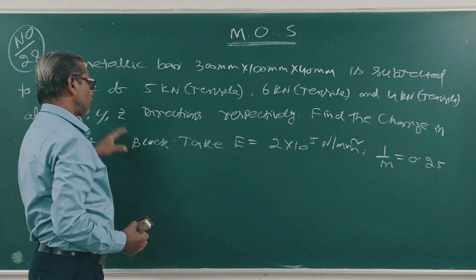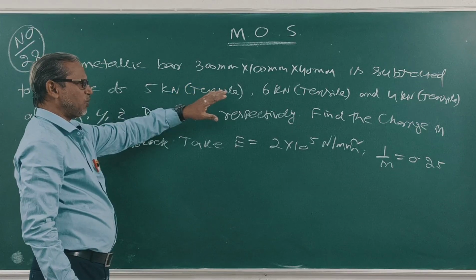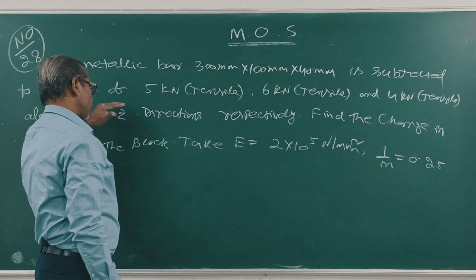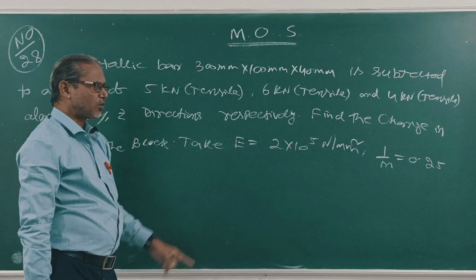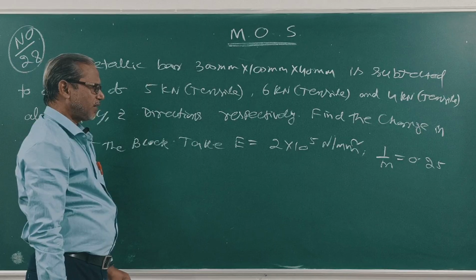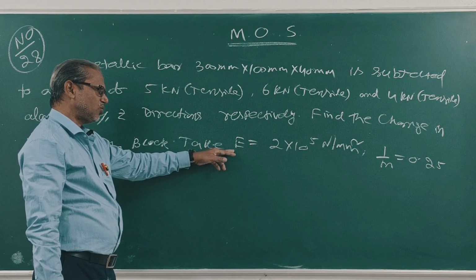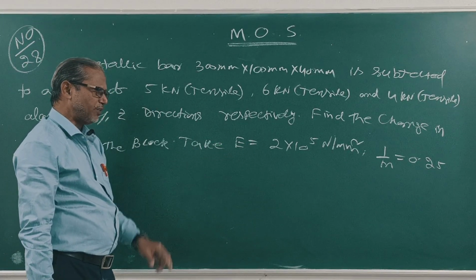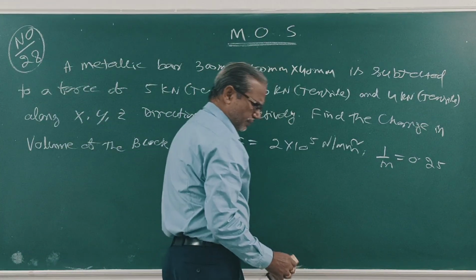Right. The question is: a metal bar 300 mm into 100 mm into 40 mm in the XYZ direction is subjected to a force of 5 kN tensile, 6 kN tensile, 4 kN tensile along the XYZ directions. Clear? Determine the change in volume. Take E is equal to 2 × 10 to 5 Newton per mm square and 1 by m is equal to 0.25. First, draw the figure. Clear?